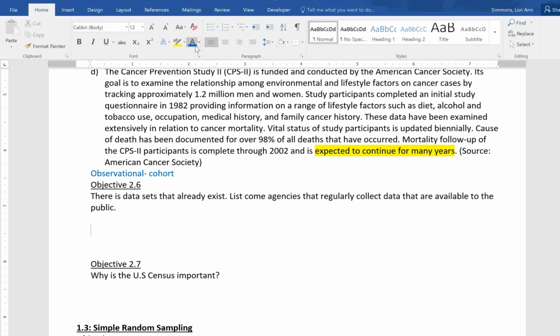So there are data sets that already exist. Some agencies that regularly collect data that are available to the public are the census. This happens every 10 years. The IRS. And the Department of Justice. There are more out there. I'm just going to list those.